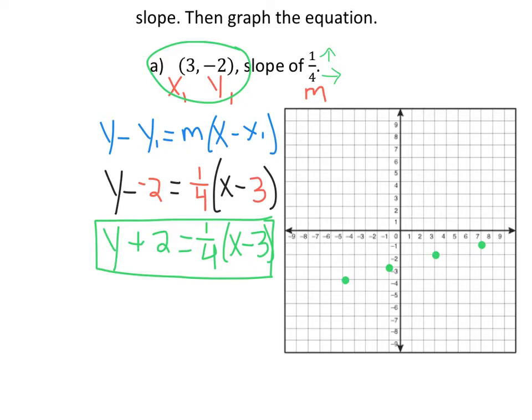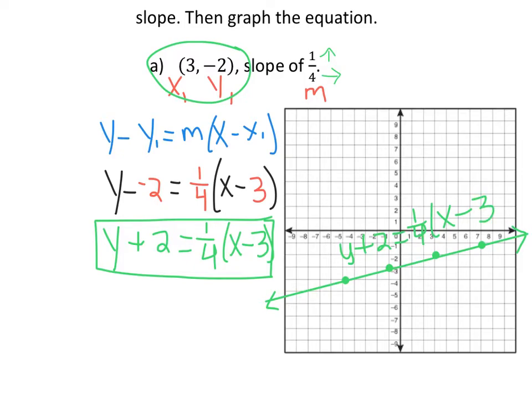So from there, use a ruler and draw a straight line. My ruler's lined up. I'm going to draw a line all the way through the graph and put arrows on both sides. Again, it's a good idea to label your graph. I'm going to label it with my equation in point-slope form. So y plus 2 equals 1/4 times x minus 3.